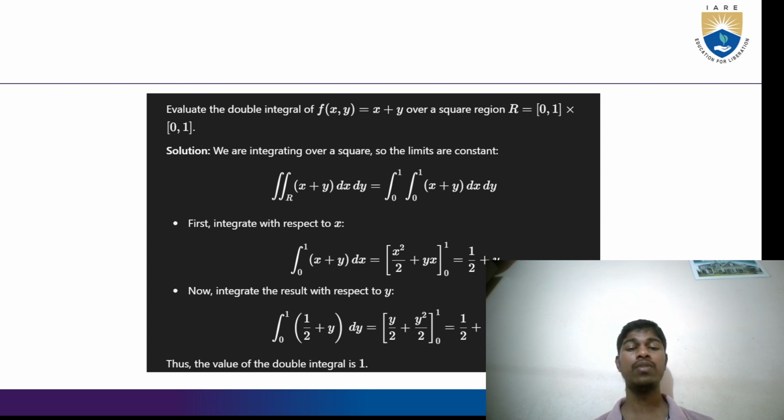Now let's integrate with respect to x. Then we'll get 1 by 2 plus y. Now if we integrate this with respect to y, then we will get the answer as 1, as we did here. Thus the value of the double integral is 1.